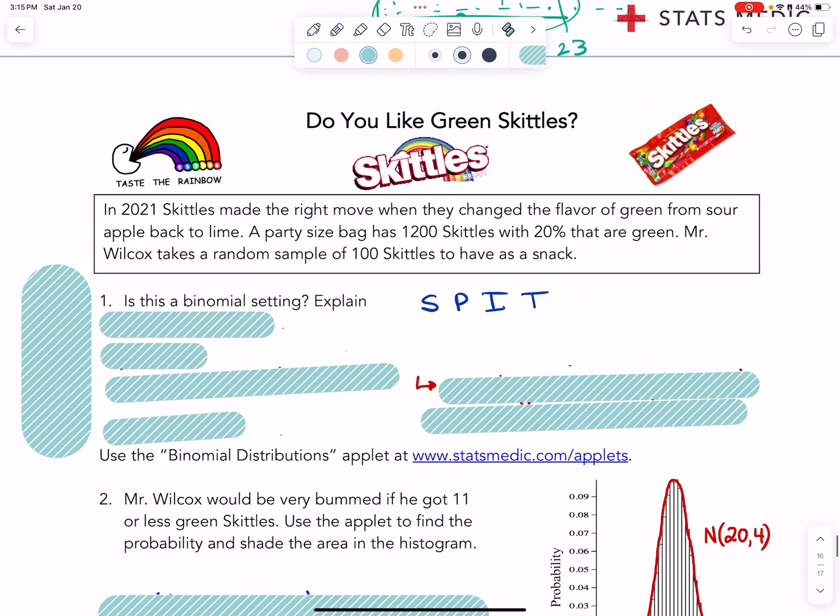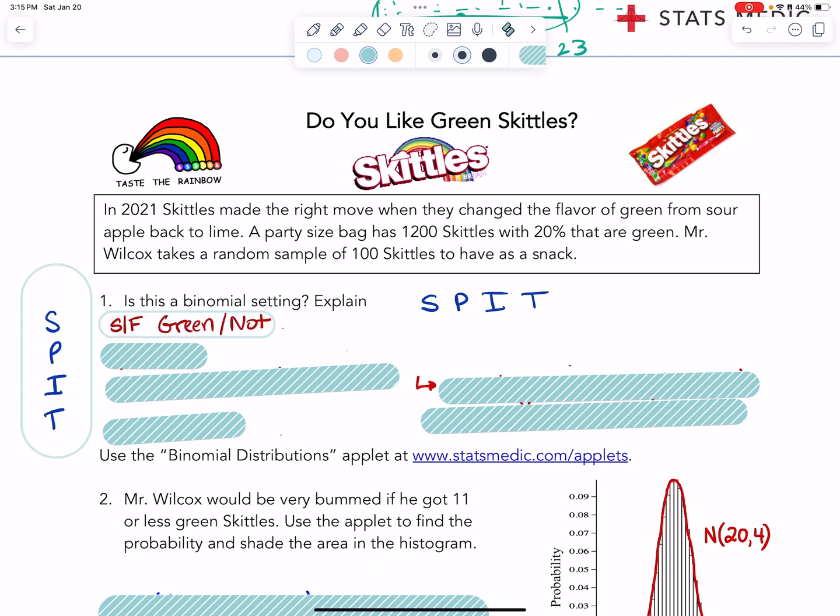The first thing we did is I had a party-sized bag of Skittles that had 1,200, and 20% of them are green. I took 100 Skittles and gave 100 Skittles to each group. So the first thing I'm asking is, is it a binomial setting? We have to use SPIT. Success or failure: green or not. Yes, they're either green or not. Probably the same, each is 20% green.